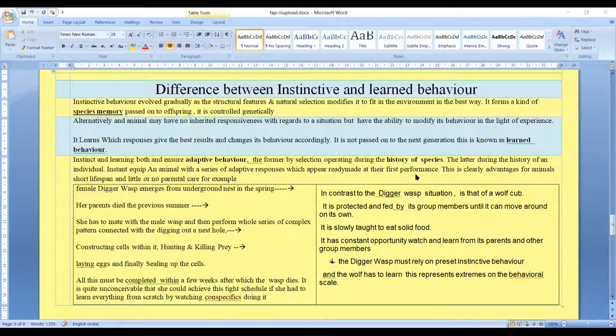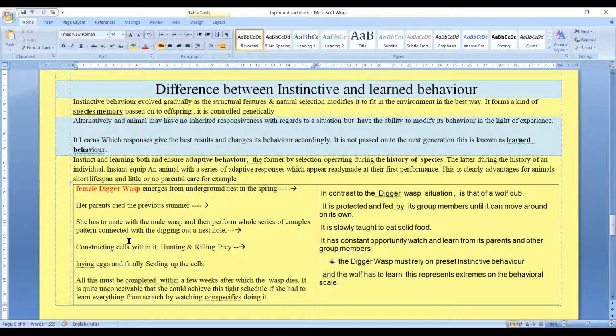Such instinctive behavior, the first example we will see is of the female digger wasp. The female digger wasp emerges from an underground nest in the spring. See, the parents have already died. The eggs were laid in an underground nest. So the new progeny, the female digger wasp, emerges from the underground nest in the spring.